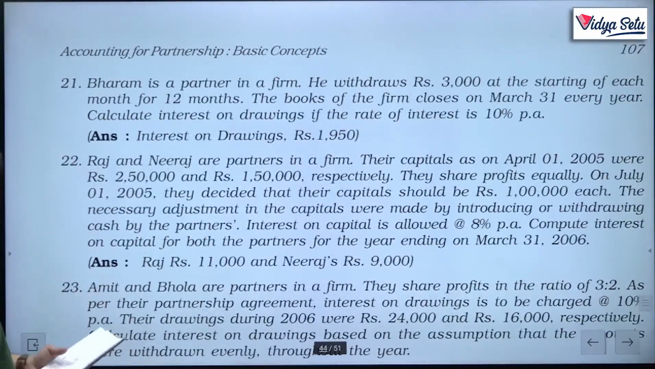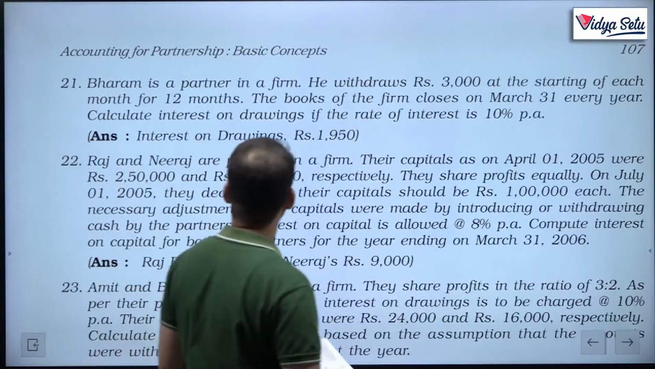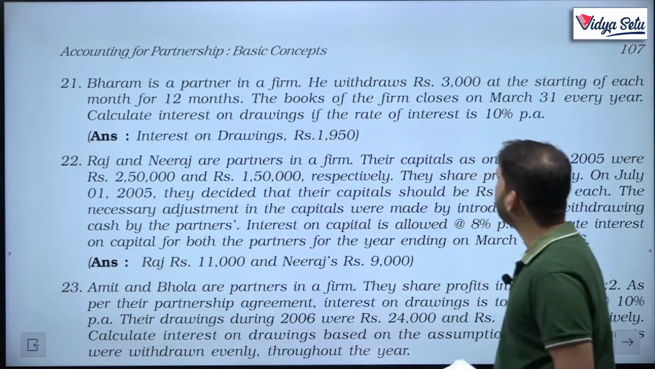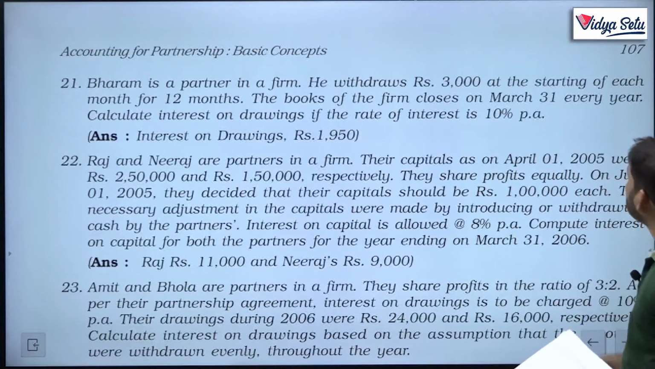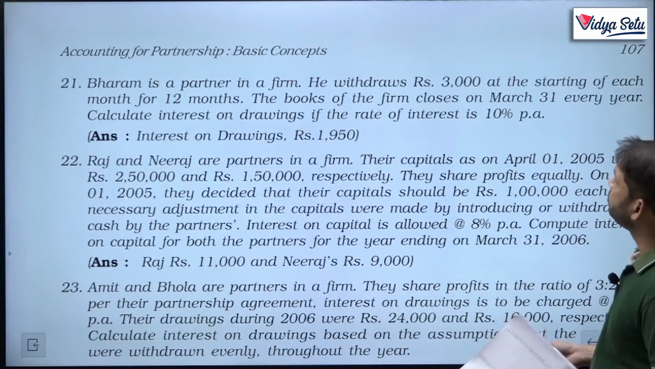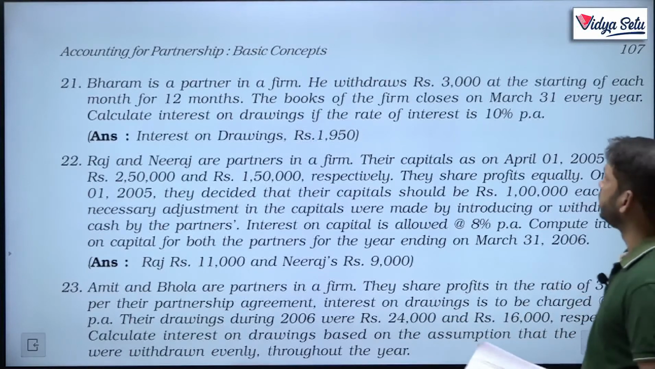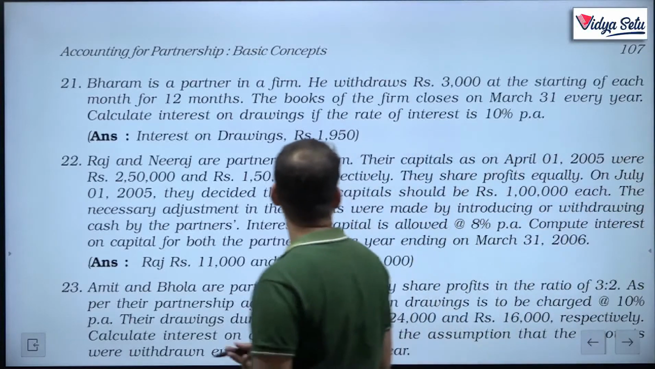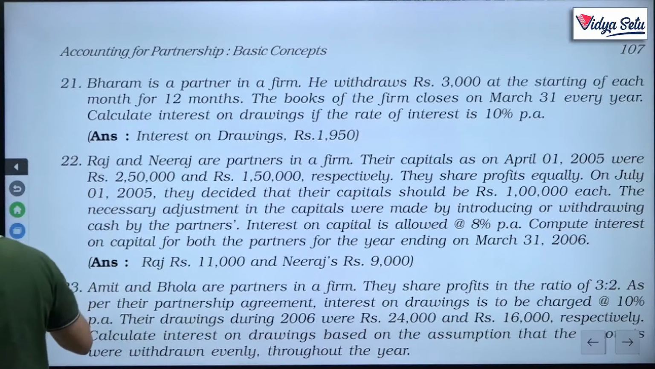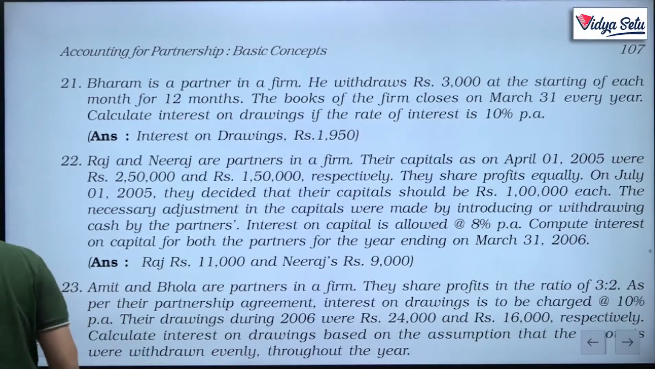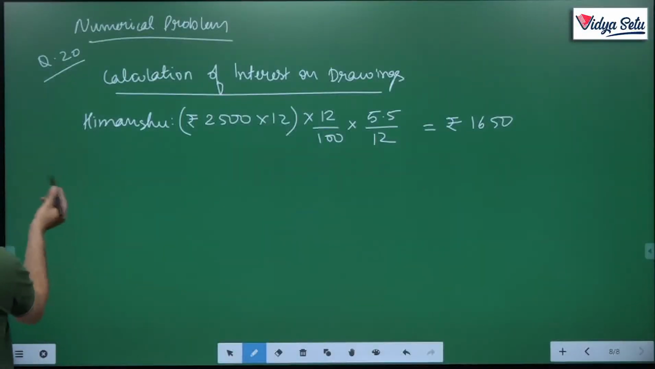Now, Bharam is a partner in a firm. He withdraws rupees 3000 at the starting of each month for 12 months. The books of the firm close on 31st March every year. Calculate interest on drawings. Interest is 10% per annum. Again, a very simple question. Let's do it here only. Why waste a page?